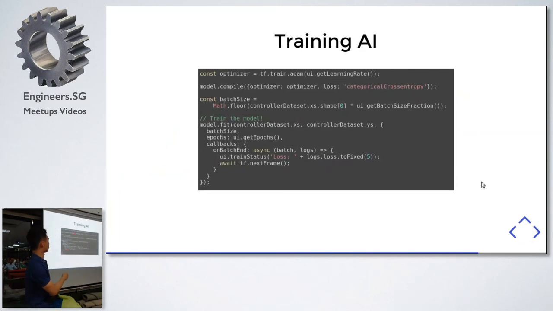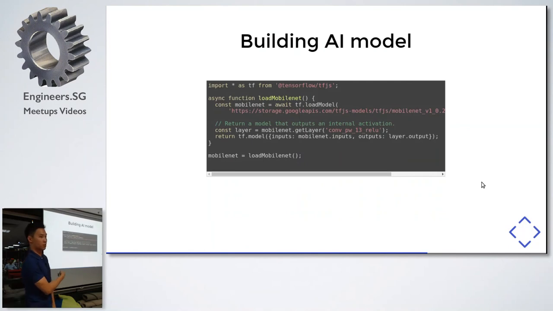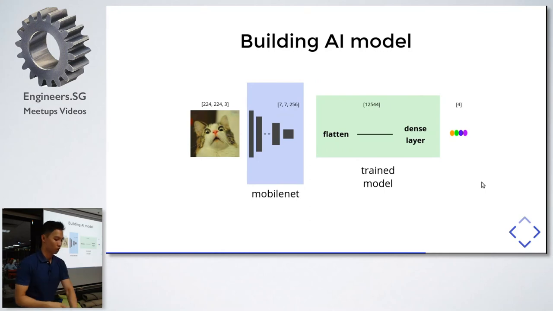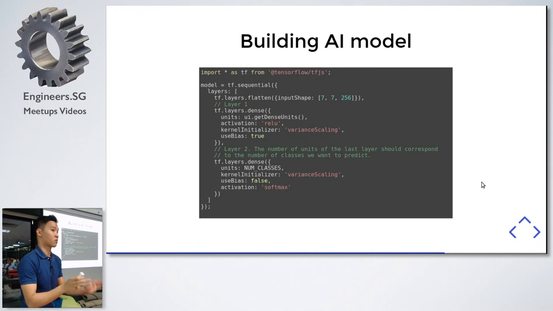I think we have some minutes left. So this is the code to build the AI. This is all JavaScript. What you're doing is loading from the JavaScript library. In this case, mobilenet equals load MobileNet. So you're loading the pre-trained MobileNet that's available from Google. It downloads the network from Google Cloud, and this is the blue part. And then we move on to the green part, which is the customized part that we want to really learn new stuff about.